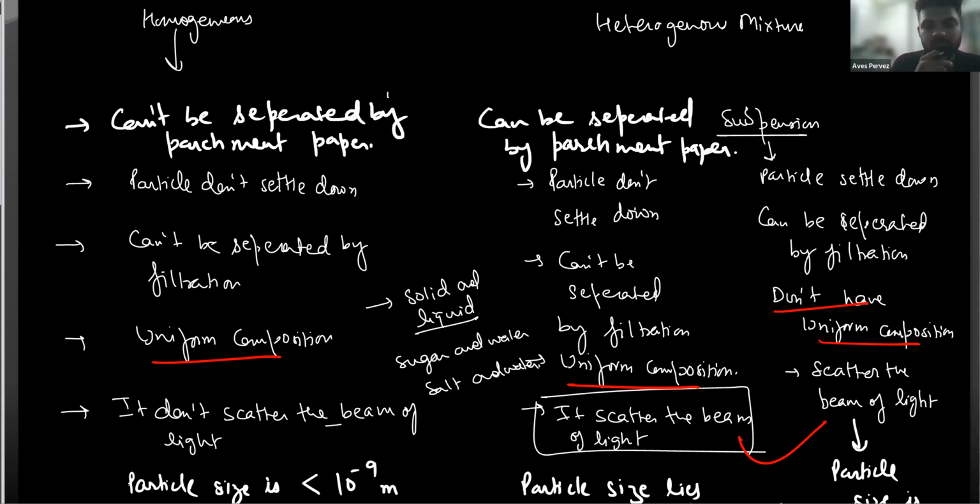Now you know the examples. Give me some examples of homogeneous and heterogeneous mixtures. Homogeneous mixtures can be lemonade, water plus salt, or water plus lemon. Heterogeneous mixtures can be chalk and water.